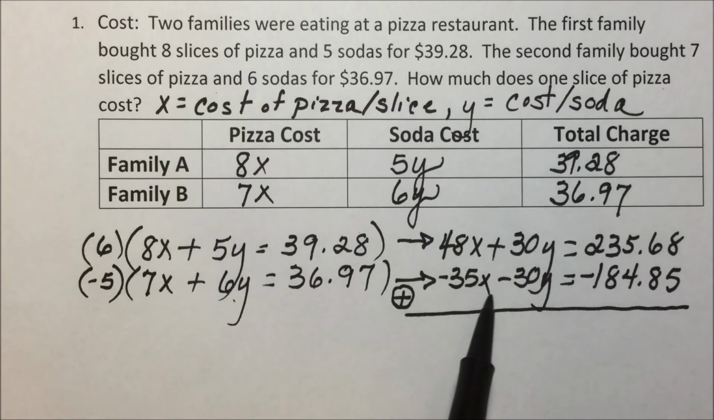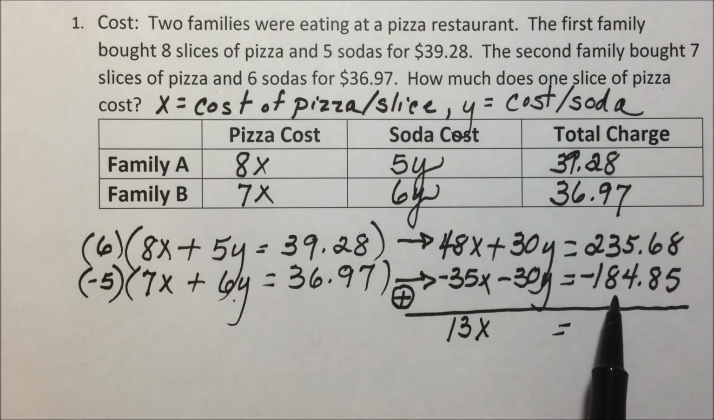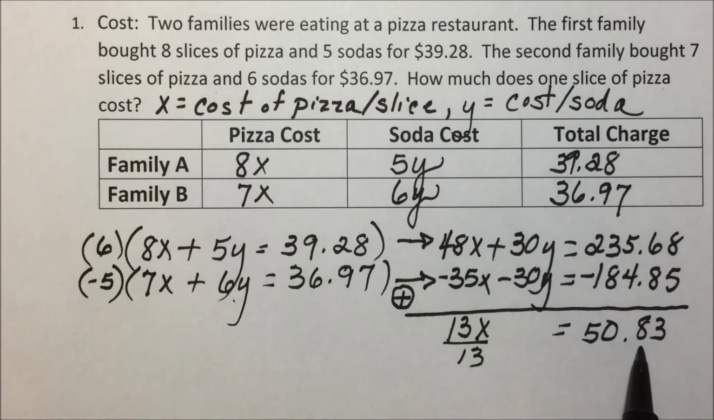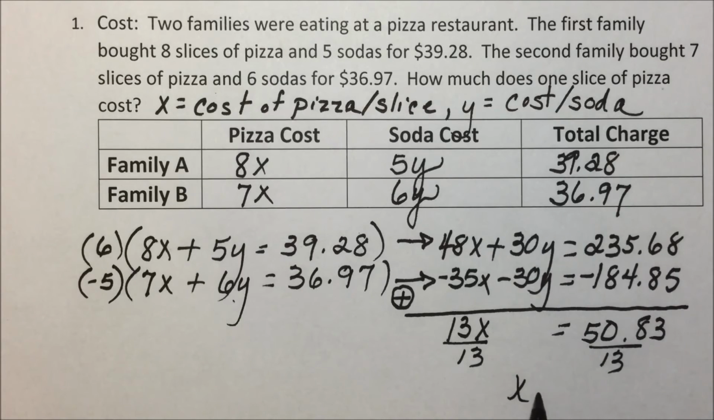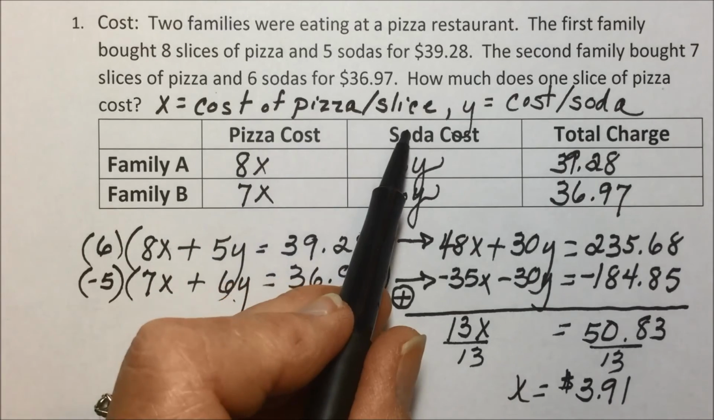48x plus a -35x leaves a 13x. The y's are gone as planned, and when we add these values together, the result is 50.83. And actually we could subtract because of the negative. Solving for x, we'll divide both sides by 13, and it results in a price of $3.91 for x, which is the cost of pizza per slice.